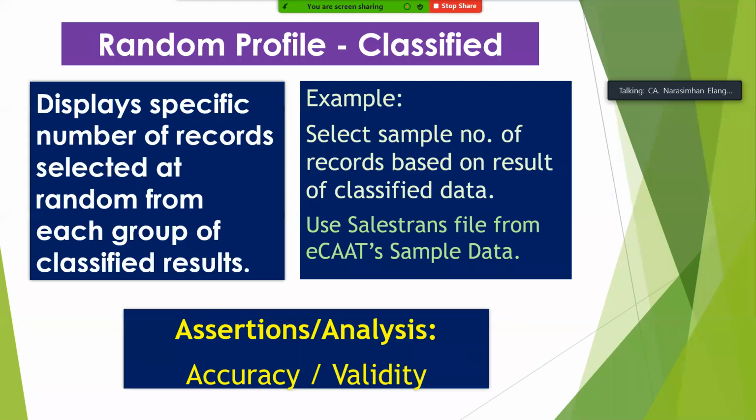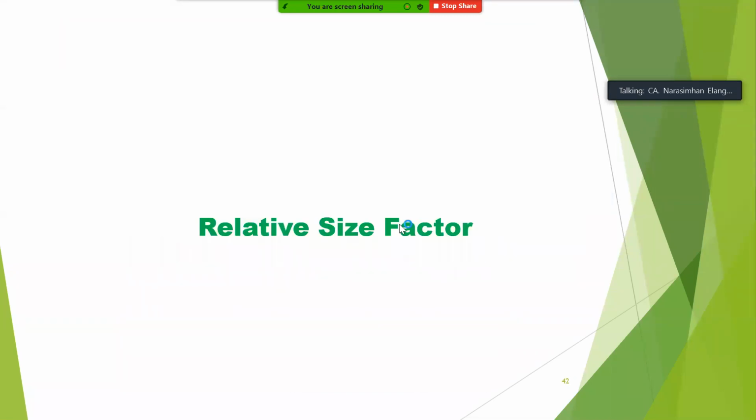Okay, you can do again various types of sampling. I'm not spending too much time there. I will quickly jump into relative size factor.